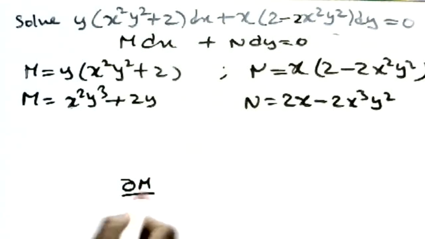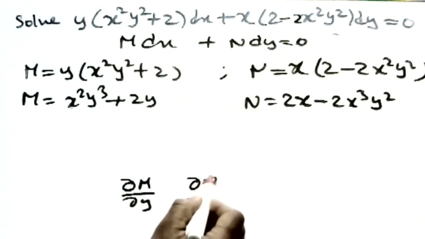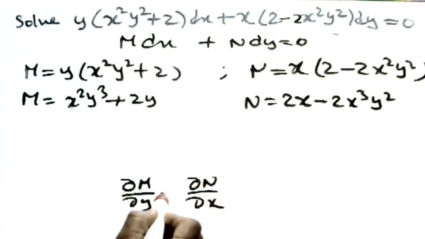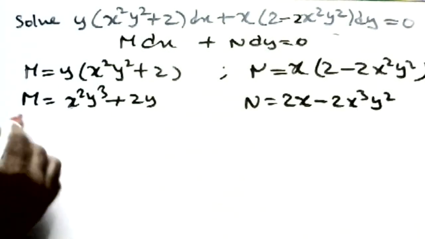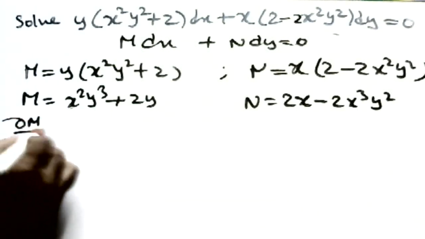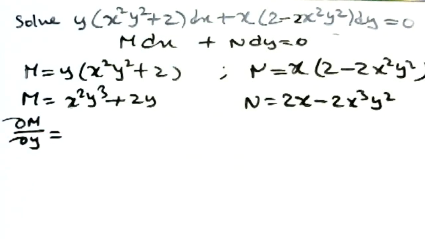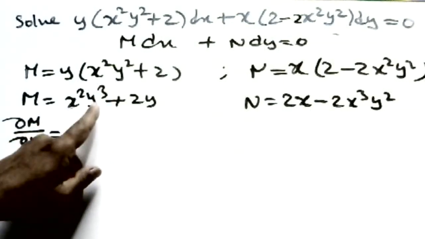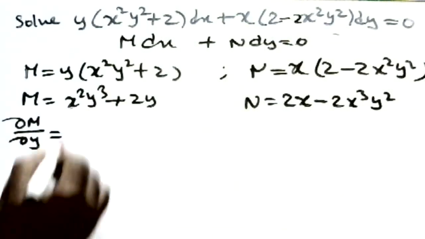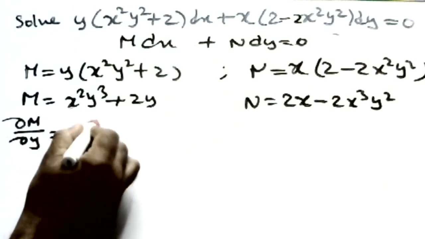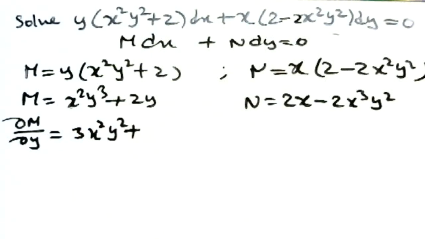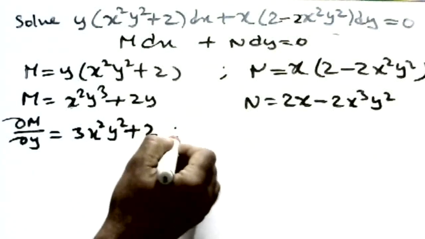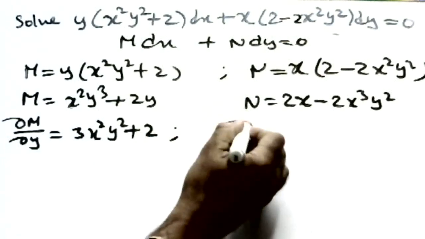Now how to find whether it is exact? We have to find dou M by dou y and dou N by dou x. If these two are equal, we say this is exact. So let me find dou M by dou y, with respect to y. Differentiation of y cube is 3y square, so we get 3x square y square. Differentiation of y is 1, so 1 into 2 is 2.